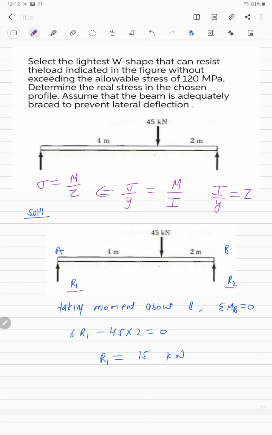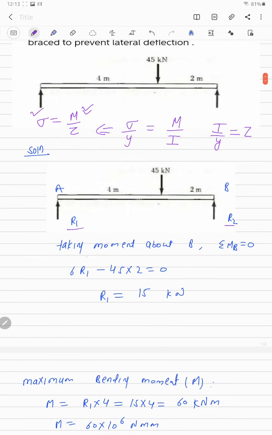Sigma is already given to us, and Z we have to find. For that we need to find M, the maximum bending moment in the beam. So the first task will be to find M. How can we find that? First we will find the reactions. The reaction at A is R1 and at B is R2.